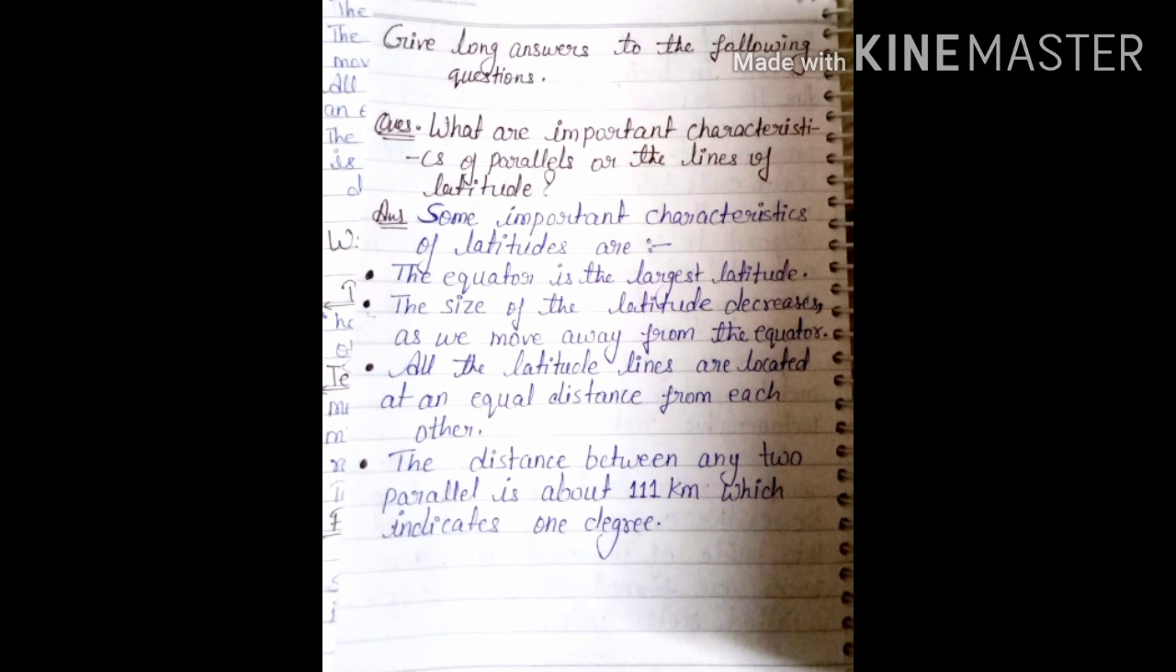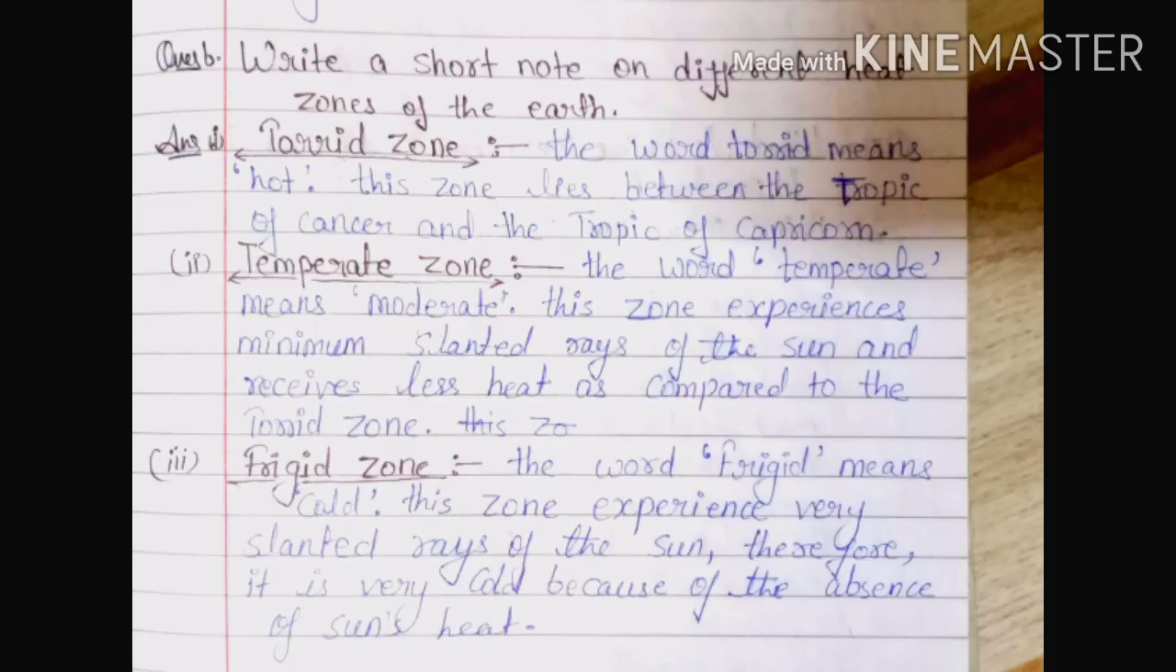The next question is, write a short note on different heat zones of the earth. The answer is torrid zone. The word torrid means hot. This zone lies between the Tropic of Cancer and the Tropic of Capricorn. Temperate zone. The word temperate means moderate. This zone experiences minimum slanted rays of the sun and receives less heat as compared to the torrid zone.